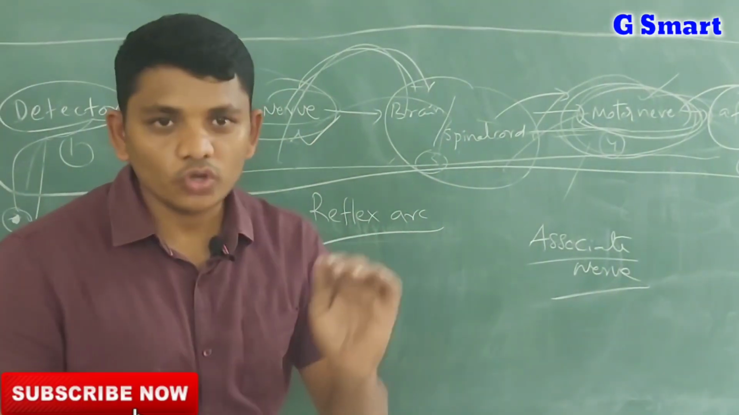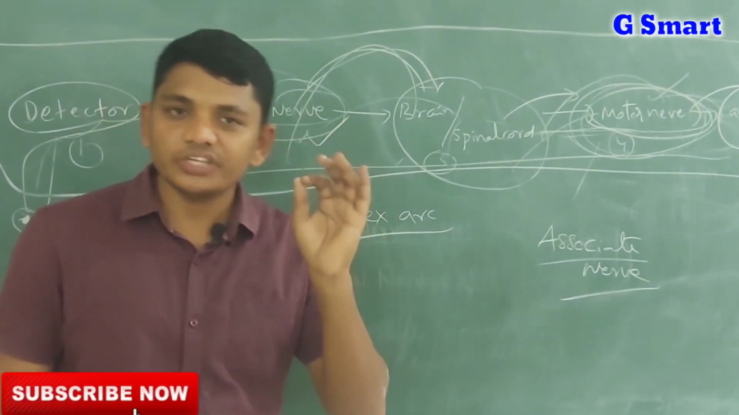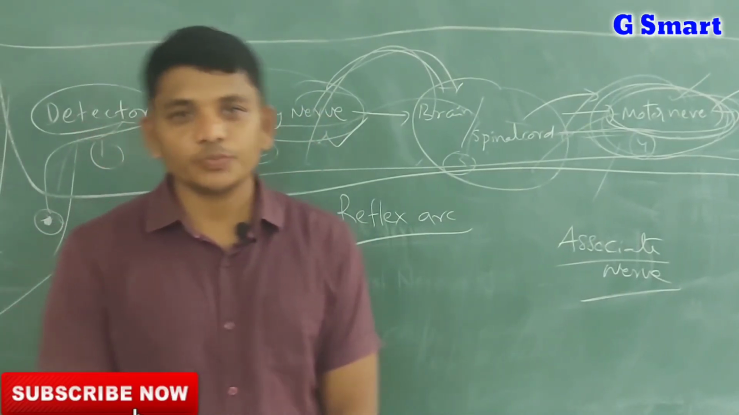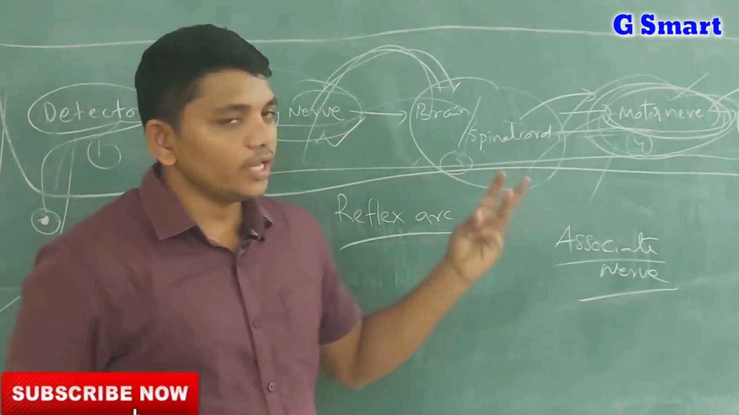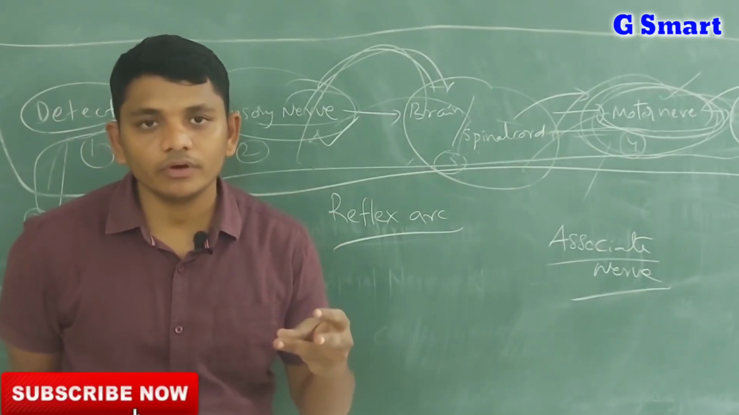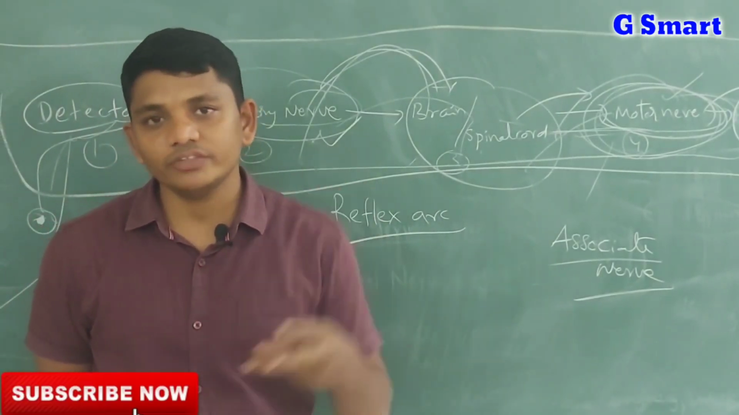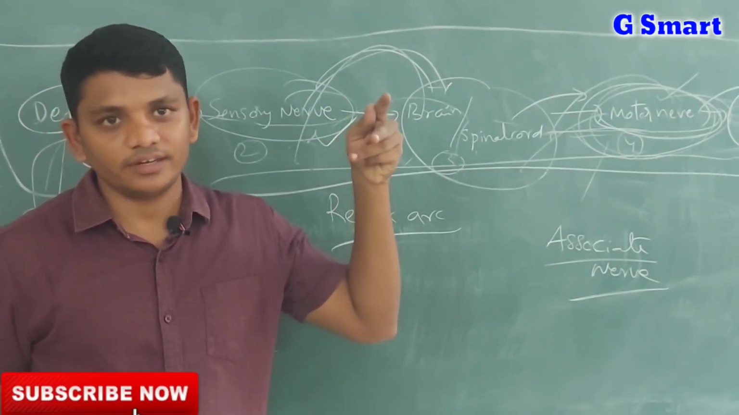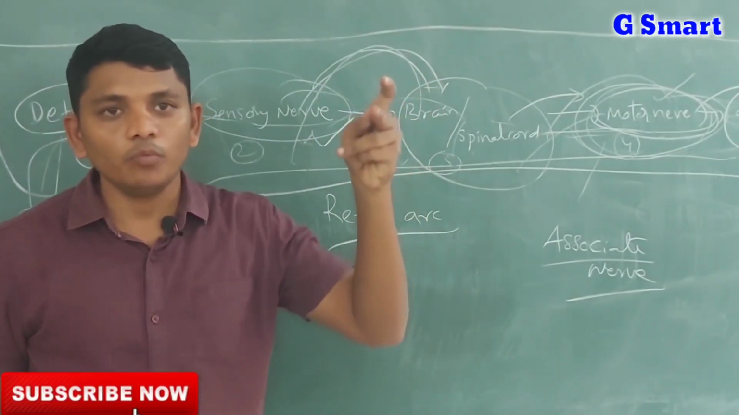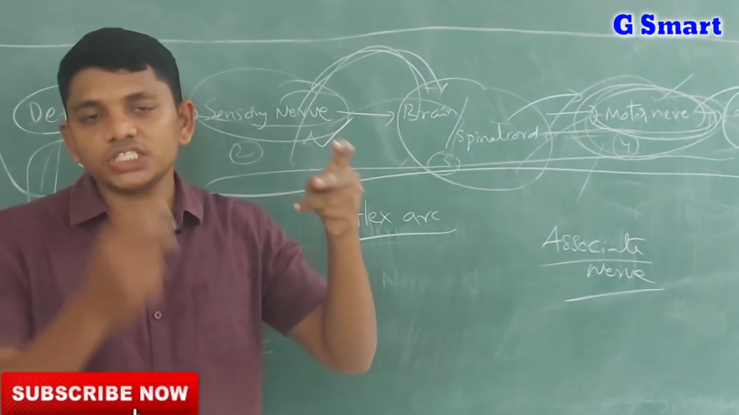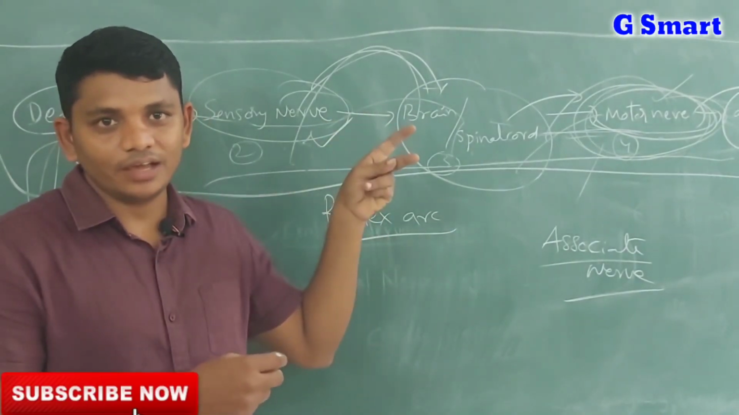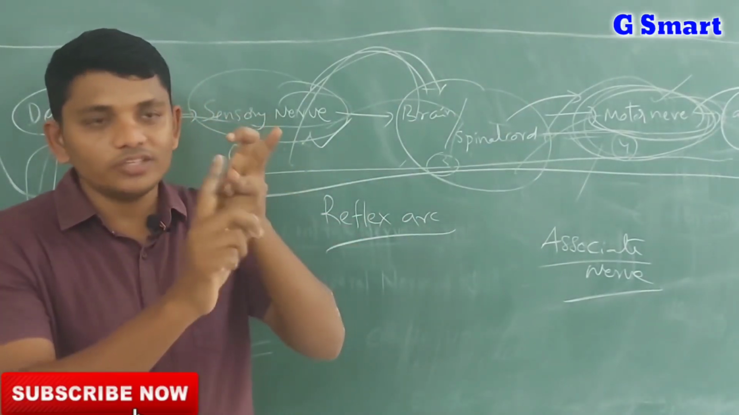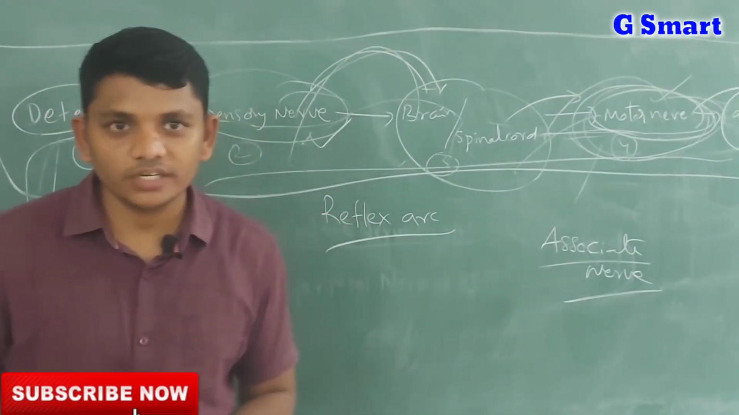Associate nerves are generally found in the spinal cord. Here we are discussing types of neurons, types of nerve cells. The first one is the sensory nerve. It takes the information from the detector and carries it to the brain. The motor nerve receives the response from the brain and sends it to the effector organ. Our third one is called the associate nerve.